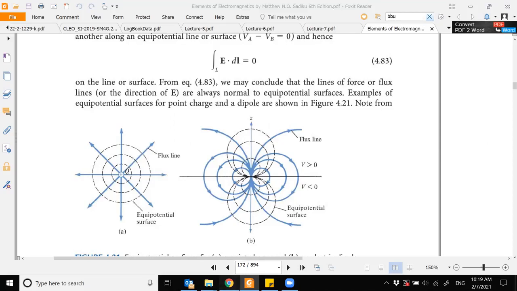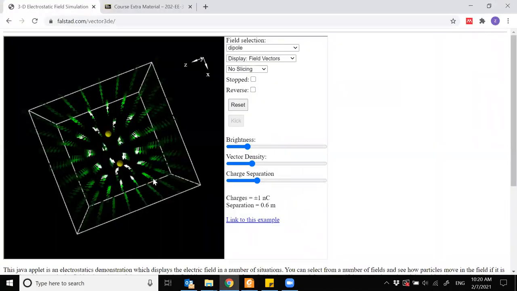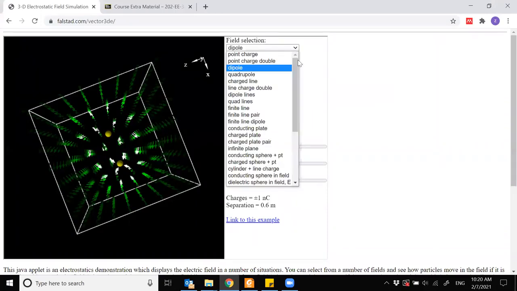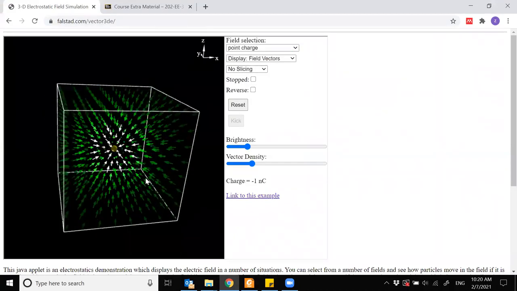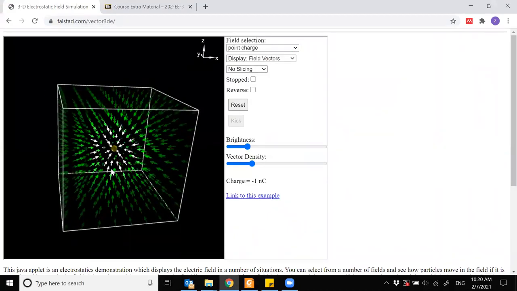And if you want to look at it, here it's not so easy to find the equipotential surface. You can go to this software, and then you can look at the equipotential surface. We looked at the point charge, and I explained it to you. Its equipotential surface will be like a spherical shell. So if you want, you can go and see equipotentials.